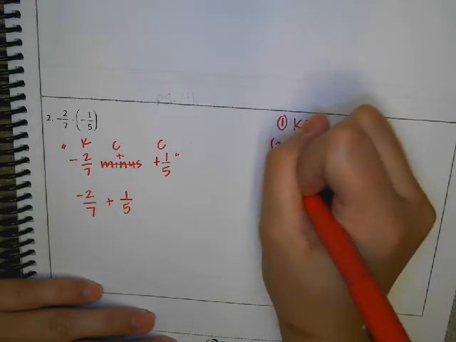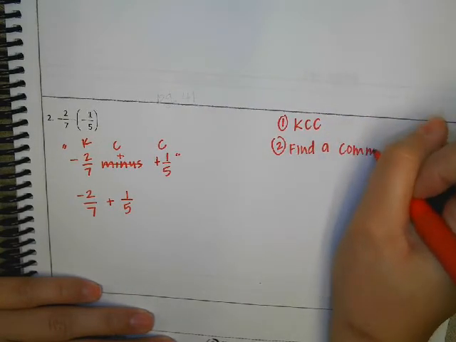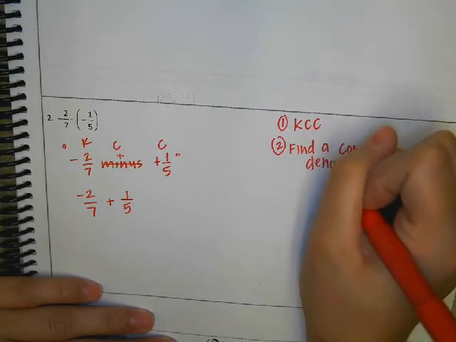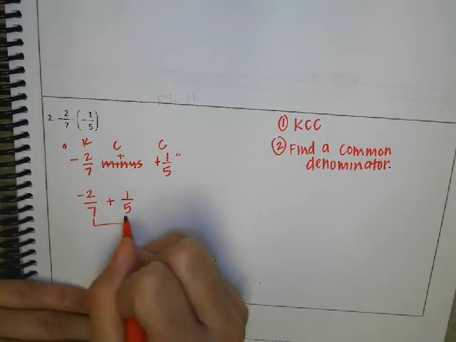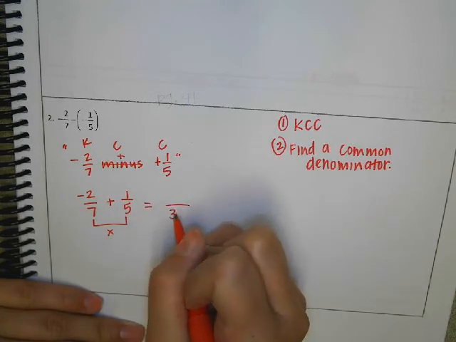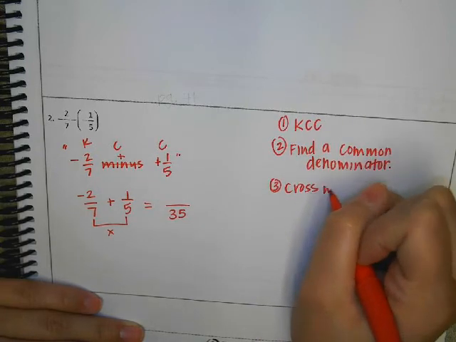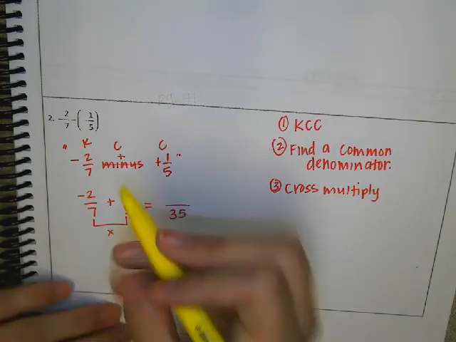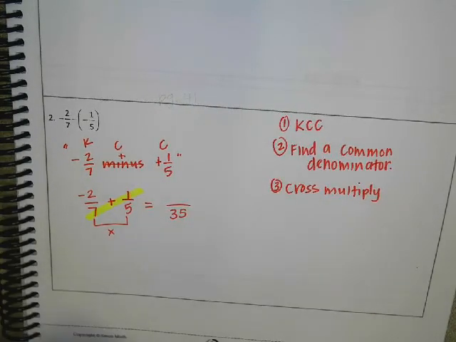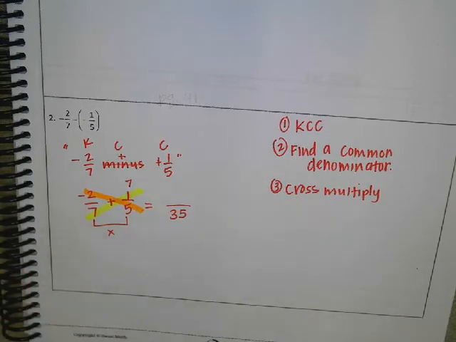So step 2 is find a common denominator by multiplying the two denominators together, which gives me 35. Step 3 is to cross multiply. So I'm going to cross multiply my 7 times 1 to give me 7. And I'm going to cross multiply my 2 and my 5 to give me 10 and bring up that negative.